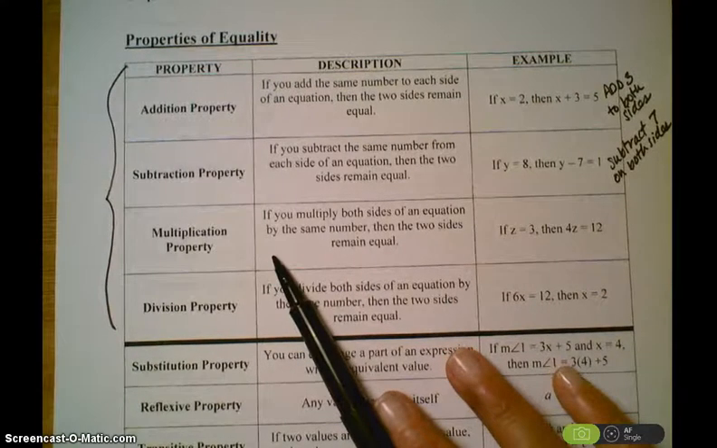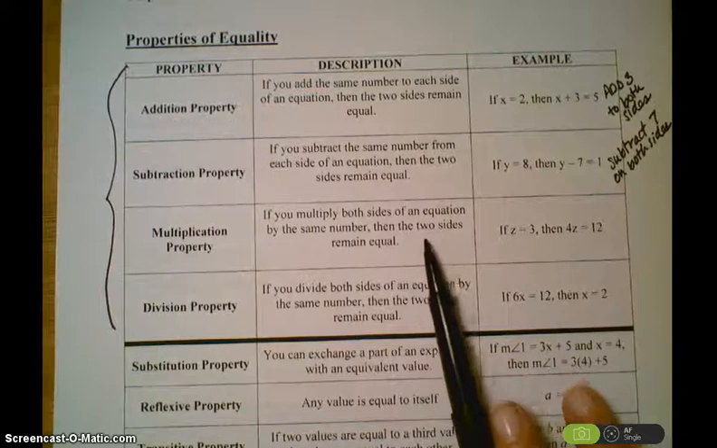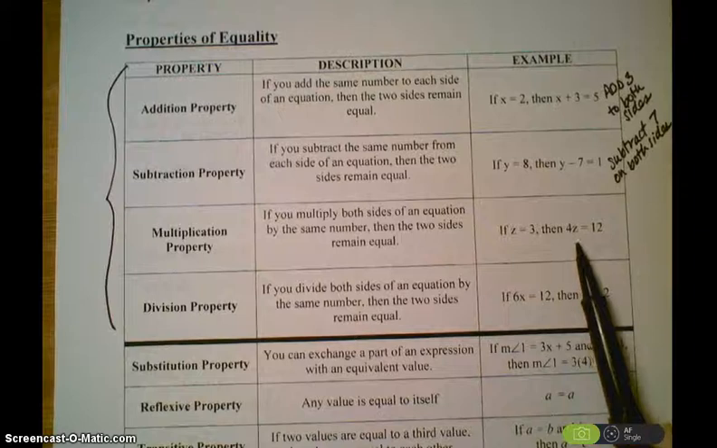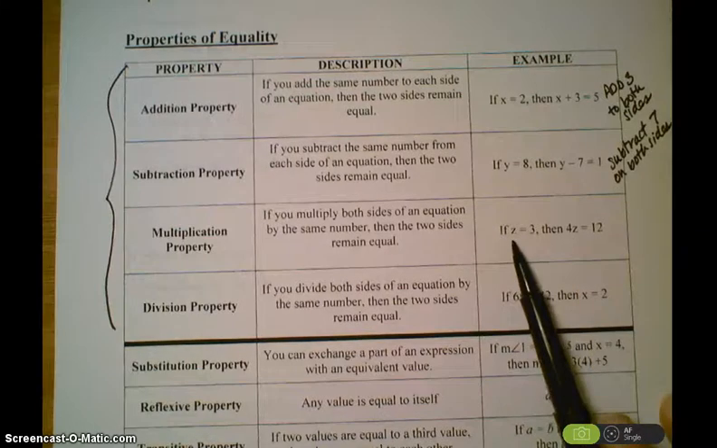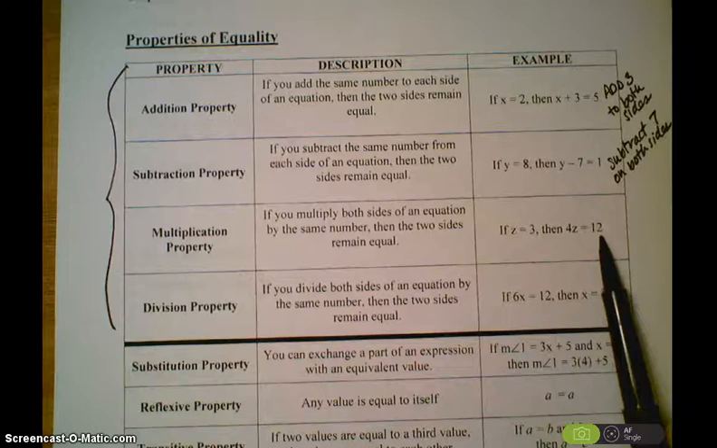Multiplication property, same idea. If I multiply by the same number on both sides, the sides stay equal. If z equals 3, then 4z, we multiplied by 4, equals 12. And 4 times 3 would get us 12.